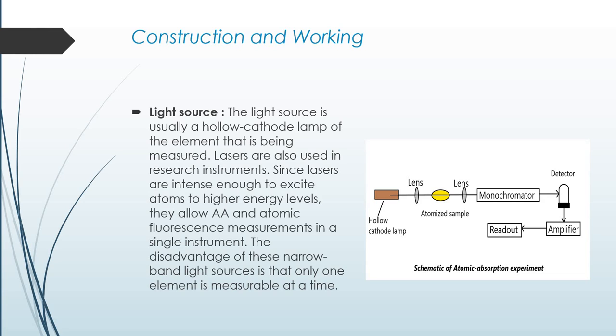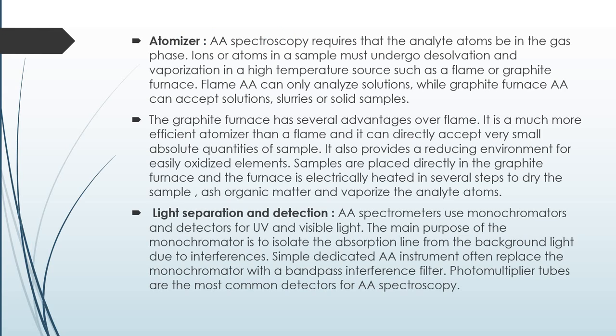Lasers are also used in research instruments since lasers are intense enough to excite atoms to higher energy levels. They allow AA and atomic fluorescence measurement in a single instrument. The disadvantage of these narrow band light sources is that only one element is measurable at a time. Next is the atomizer. AA spectroscopy requires that the analyte atoms be in the gas phase.